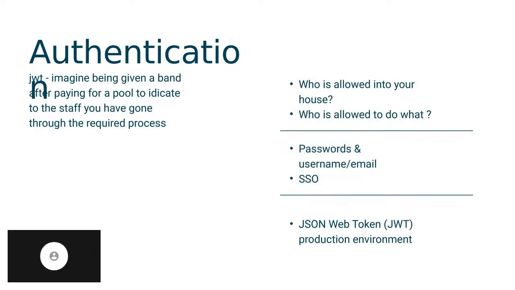Basically, are you authorized? Are you allowed to do A, B, or C? Then the authentication is, are you allowed to even come in at all, right? And to implement this, we use something called a JWT. That's a JSON Web Token, right?